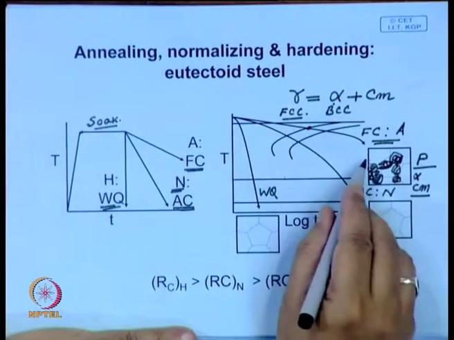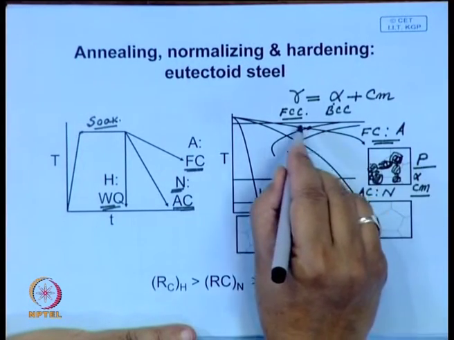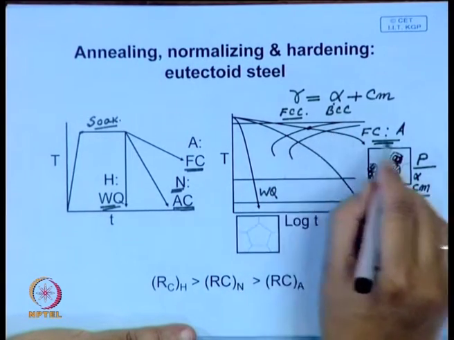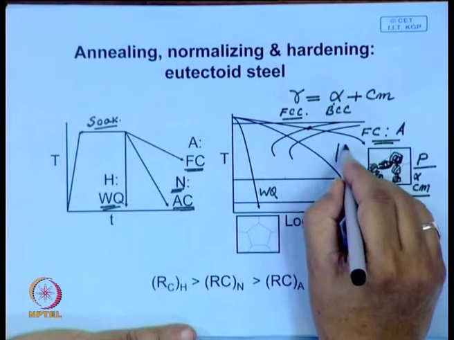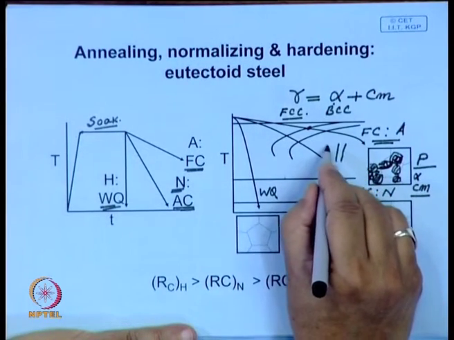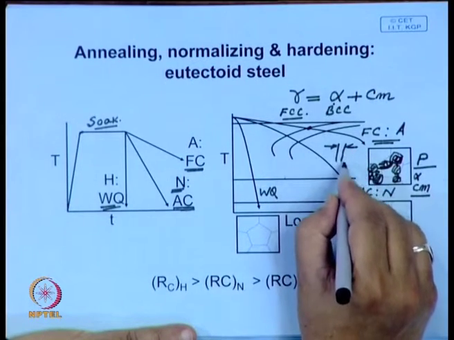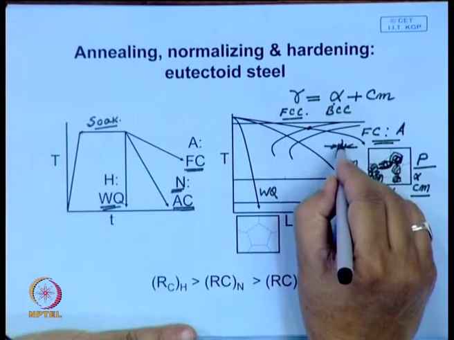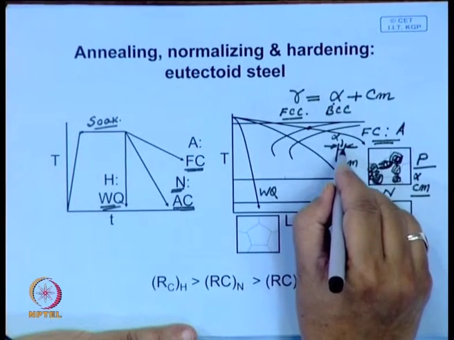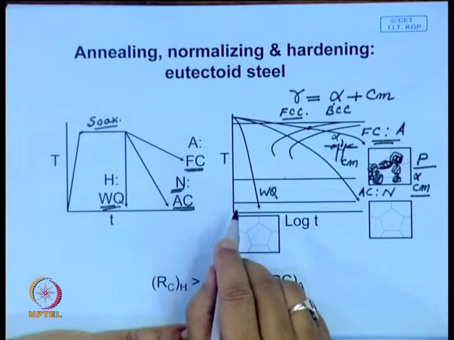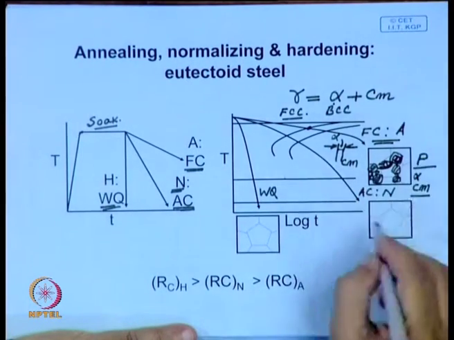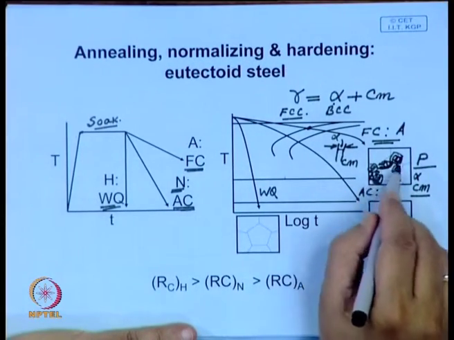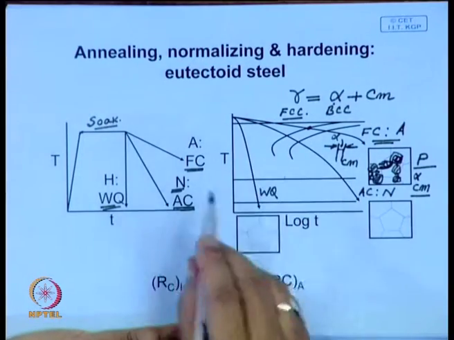Now, here since the cooling rate is very slow, it intersects the CCT diagram near the top half of this. So, therefore, the lamellar spacing between two consecutive cementite plates, this is cementite, and in between you have ferrite. So, this distance is the interlamellar spacing, and this distance is large. So, in the annealed structure you have a rather coarse structure, and this can be easily resolved under an optical microscope.